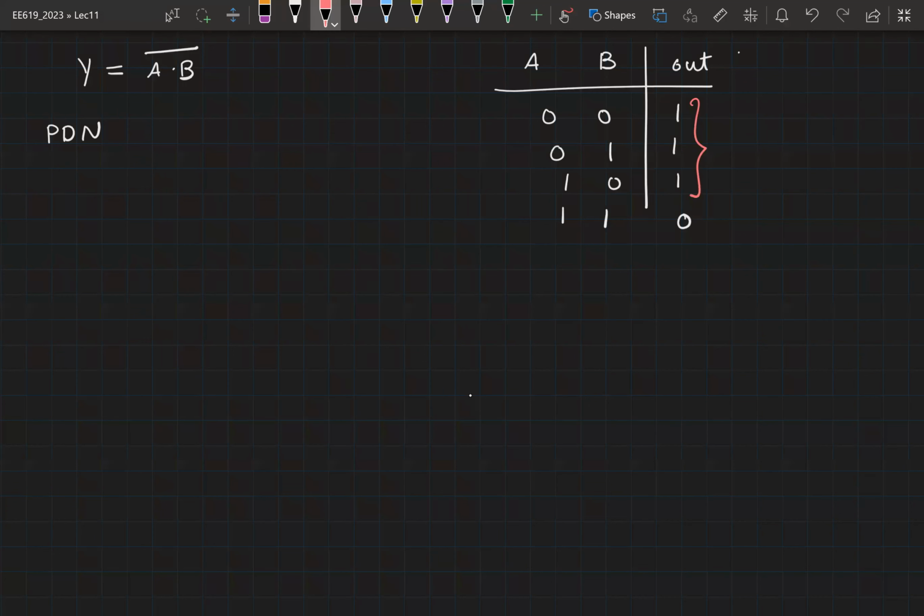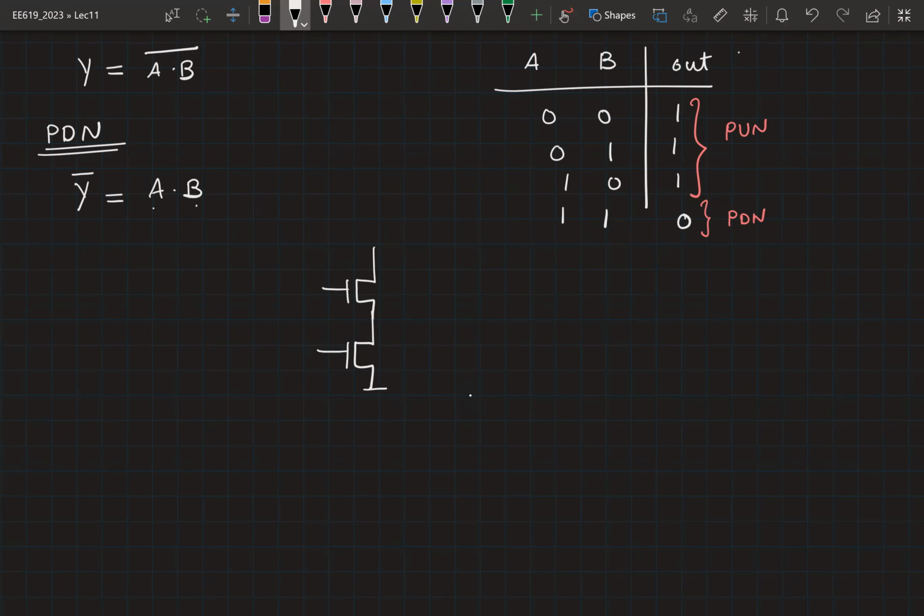So we know that the ones have to come from the pull-up network. The zero has to come from the pull-down network. Let's start with the pull-down network. So I'm going to write an expression for Y bar. This will be equal to A dot B. So all that this means is when A is 1 and B is 1, the output is 0. Right? So that you can quickly implement like this. You know that the AND function comes when things are in series, right? So this is A, this is B, and my output is now driven when A and B are equal to 1.